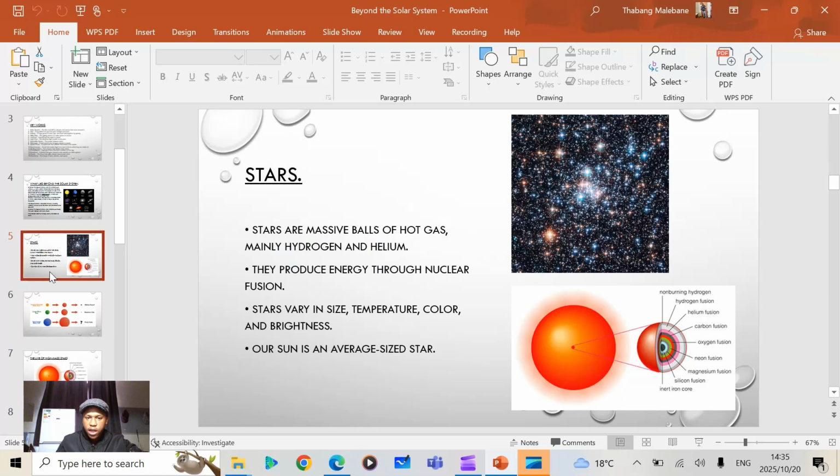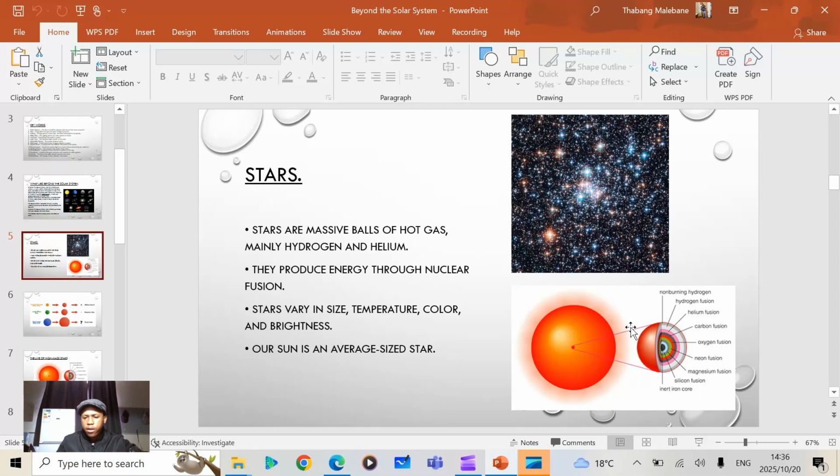If you check this picture here, there are blue, orange, light, and white stars. It's a picture of stars. As you can see, stars vary in size, temperature, color, and brightness. Some stars are shiny, some are light in color, and so on. They differ in color, size, temperature, and brightness.